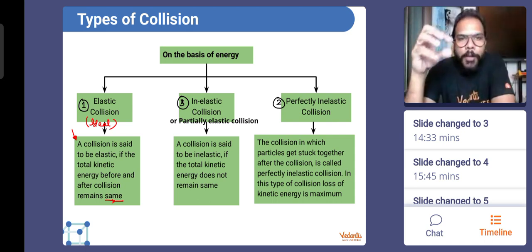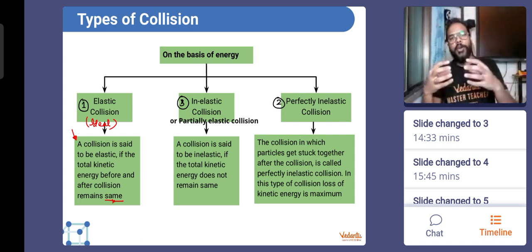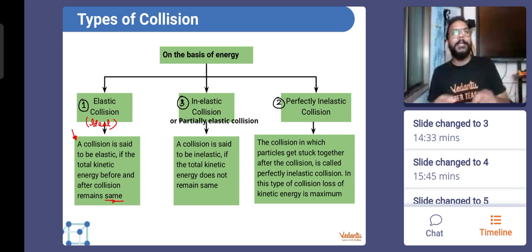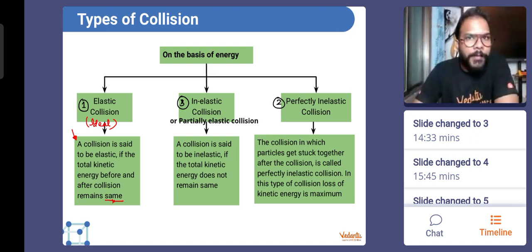First type of collision is when your object is going in a straight line along the x-axis, the other object is also moving along the x-axis, and they both collide. Maybe they are moving in the same direction, that is also a possibility. So if the two objects are moving in the same direction, they collide, and they still move in the same direction, that's called one-dimensional collision. Such collisions will be called head-on collisions.